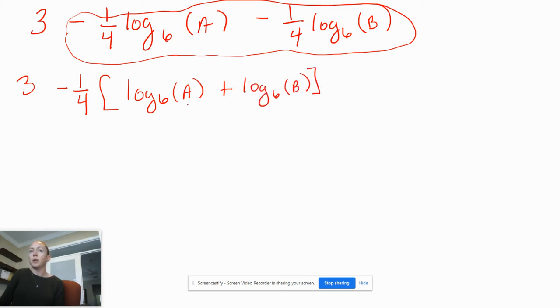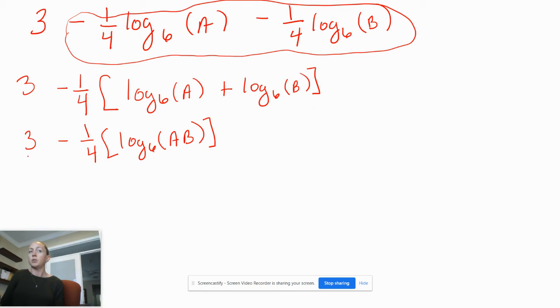Okay, so continuing to work with these two logarithms right here, it's now an addition of logarithms, which gets condensed using multiplication. Right, so this would now be log base 6 of A times B. Okay, now what to do with that 3?